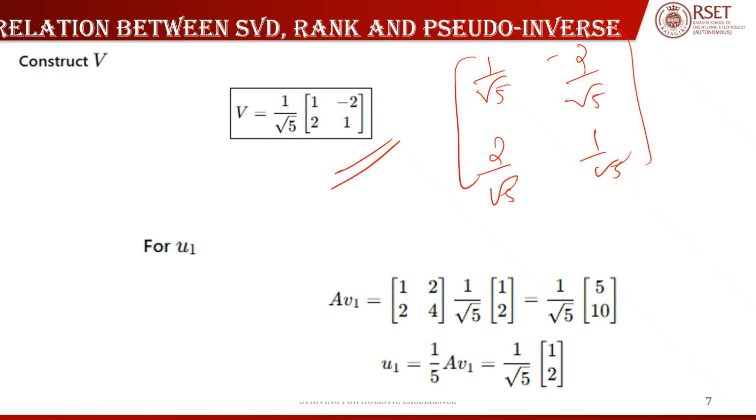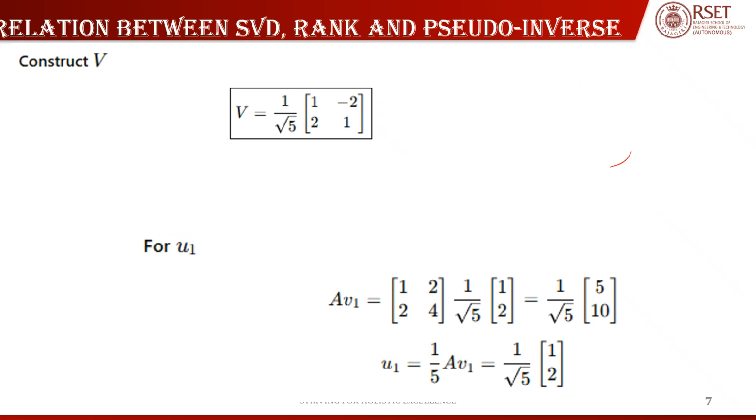And now we need to get u1. So what was ui equal to? ui was equal to 1 by sigma i into A into vi. Since the first singular value was equal to 5, you can get your u1. For u1 you will be having A into v1, so it will be 1 by sigma 1 into A into v1, and get your u1. Okay, now there is an issue for u2.